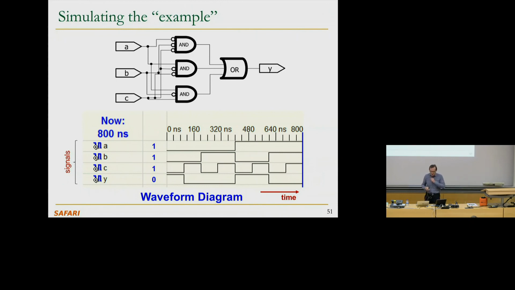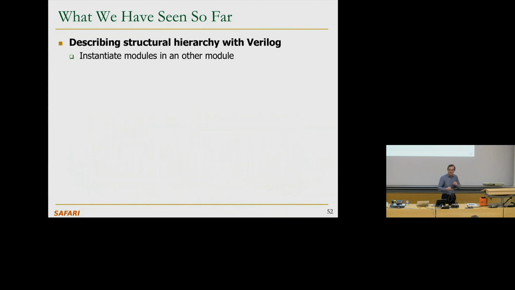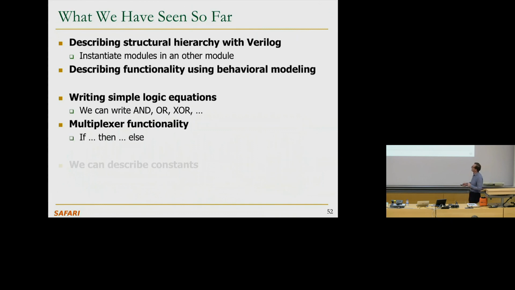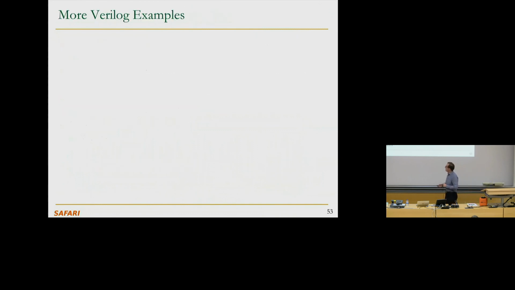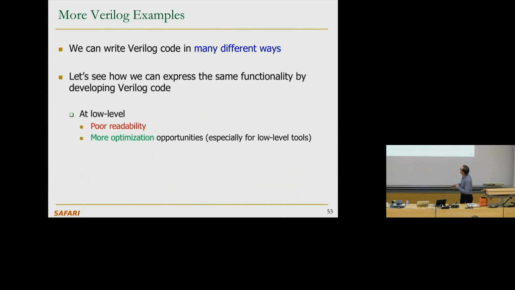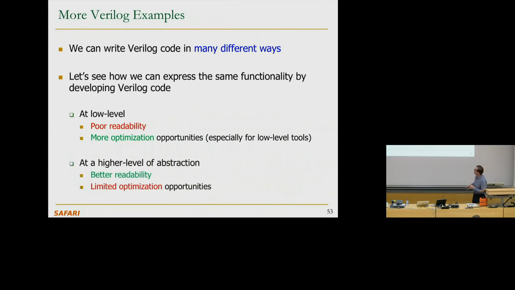Okay, so basically this is what we've seen so far. We've described a structural hierarchy with Verilog, instantiating modules, describing functionality, writing simple logic equations, and constants, but there's more. Basically, we're going to look at some more Verilog examples. You can write Verilog code in many different ways. Some of it is readable, some of it is unreadable. At the very low level, you have poor readability, but you get more optimization opportunities, especially for low-level tools sometimes. But sometimes, at a higher level, you have better readability and limited optimization opportunities.